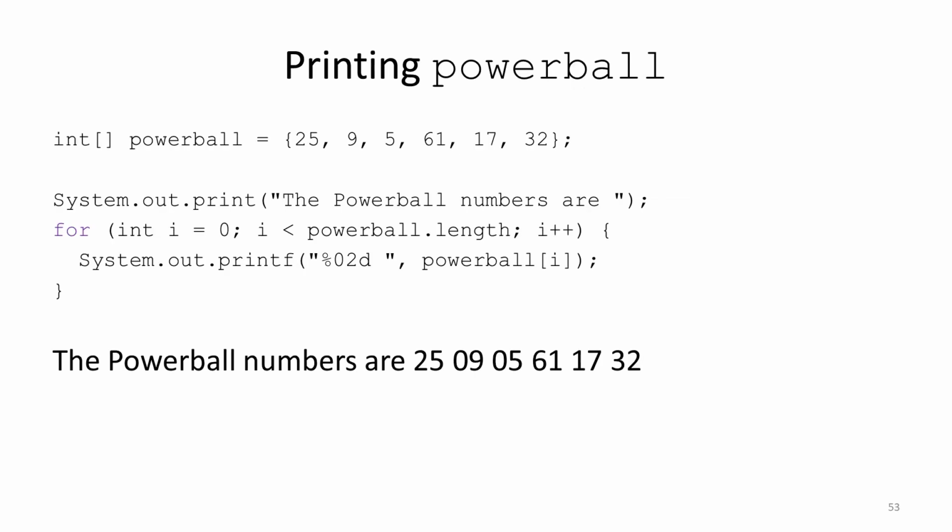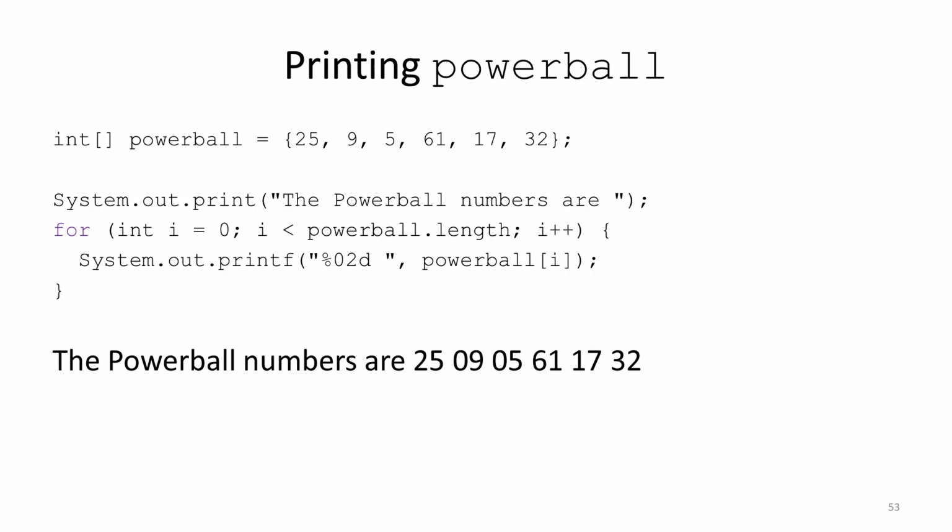If we wanted to print the Powerball array, it would look like this. I'll create a loop that starts at 0 and goes to strictly less than the length. Now pay attention to the length. There are no parentheses there because in an array, length is a property. So it's just powerball.length and then a semicolon.